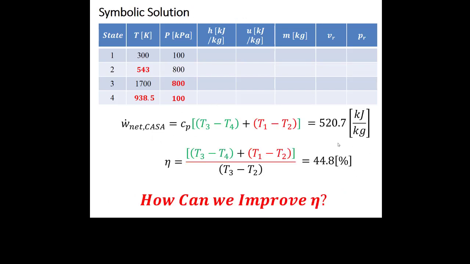And then we put the numbers in, right? So here, our net power in this case was 520.7 kilojoules per kilogram. So that's our net power per unit mass flowing through the system. And then our thermal efficiency was 44.8%, right? And we haven't even done anything too fancy, and we're already getting close to half, right?